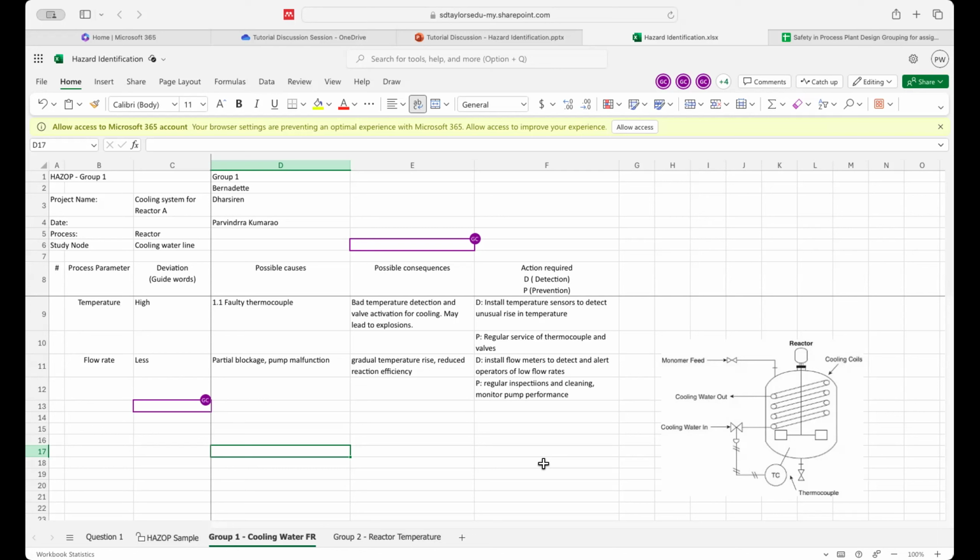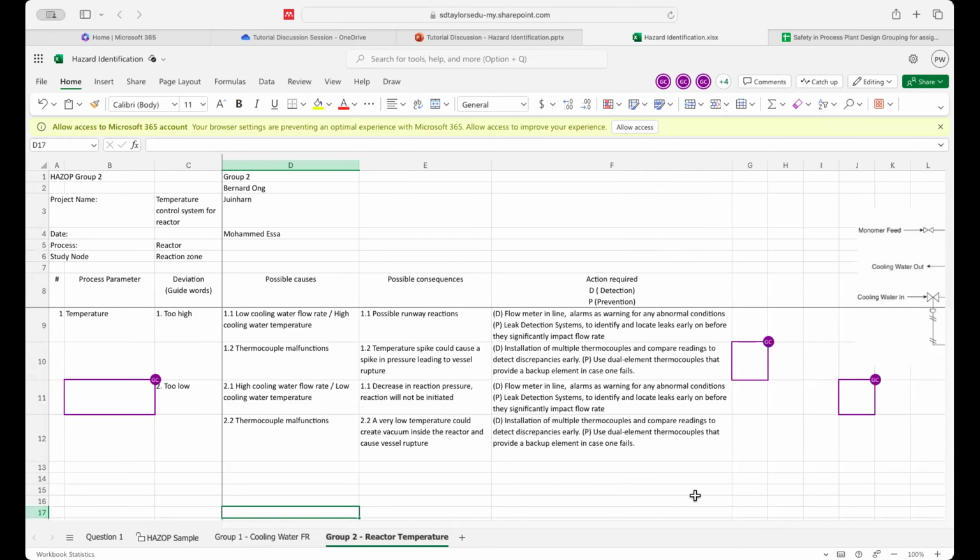Okay, so any questions for this one? Very well done. Very good. If no, then we go to group 2. Okay, over to you. Group 2 talks about the temperature system, or the reactor temperature itself. So anyone from group 2? We have Bernard Junhan and Muhammad Ehsan.